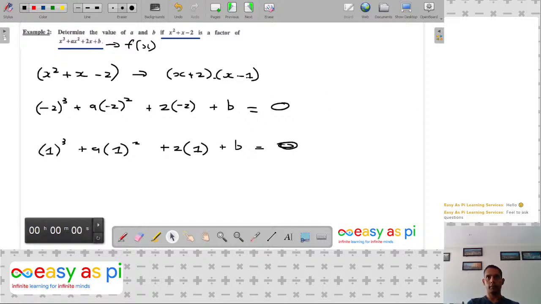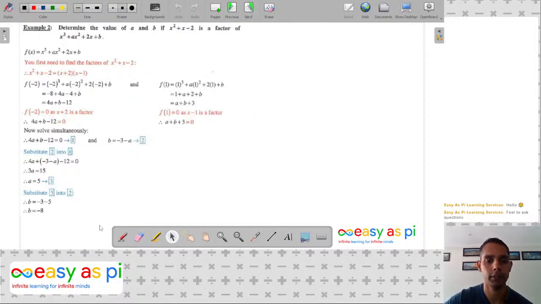Alright, so let's just have a look at this one very quickly. So we've set up the equation pretty nicely for you, but what you would notice is, remember we said f at minus 2, and we factorized this into x plus 2 and x minus 1. We then plugged it in, and eventually you will get, on the one side, 4a plus b minus 12 is equal to 0, and you would have also got a plus b plus 3 is equal to 0.